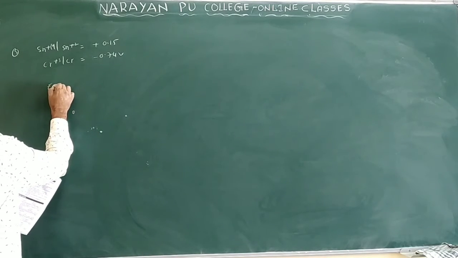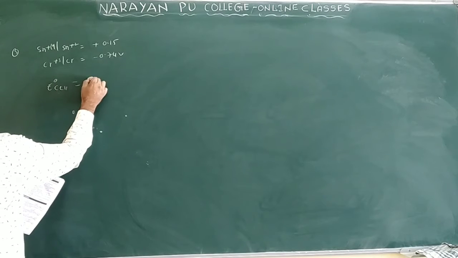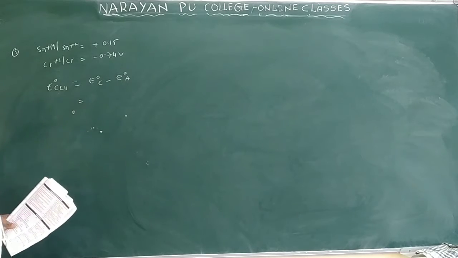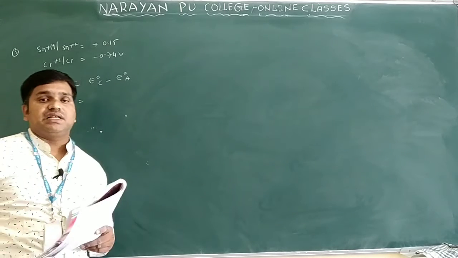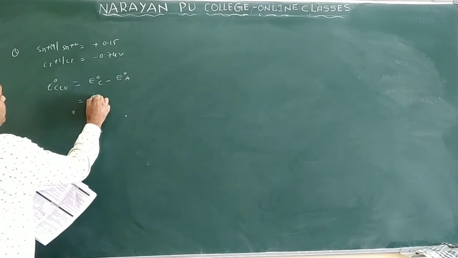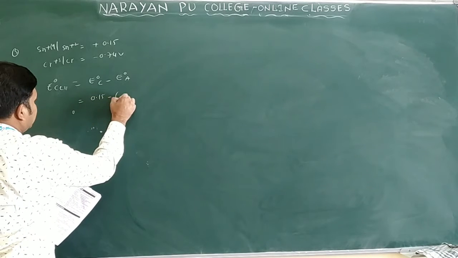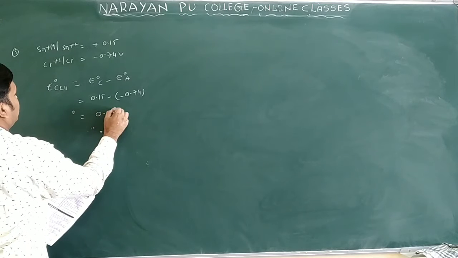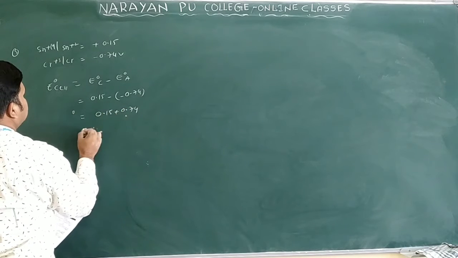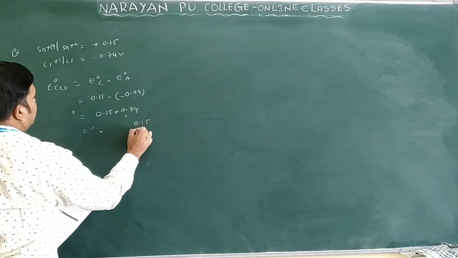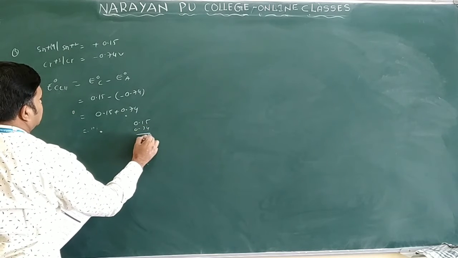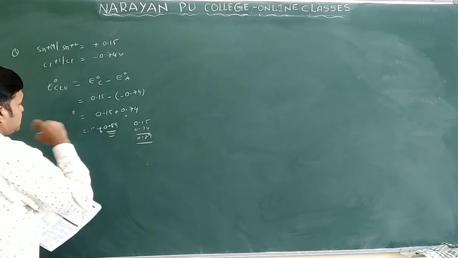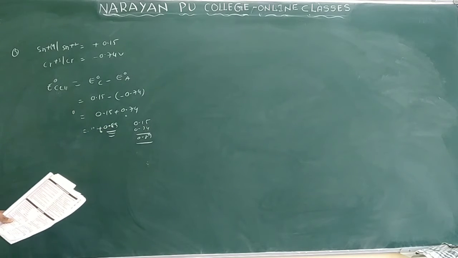E naught cell is equal to E naught cathode minus E naught anode. Cathode, I told you, is always the highest value. That is plus 0.15 minus of minus 0.74, so 0.15 plus 0.74, what will we get? 0.89 volts. So what is your answer? Your answer is option 4.